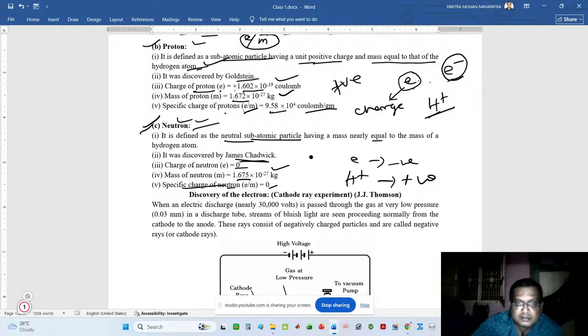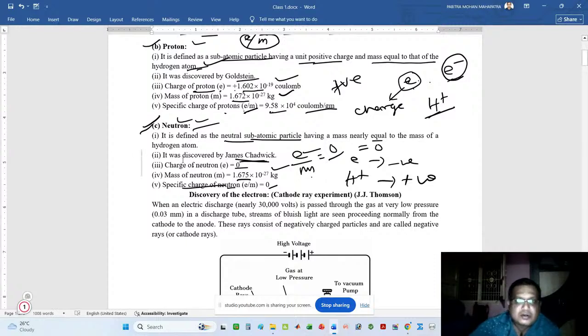Why? Specific charge of neutron means e by m. e means charge, m for mass. Here the charge is zero. No doubt it has some mass, but the result is also zero. Here the e value is zero, but it has some mass, that is 1.675 into 10 to the minus 27 kg. Zero by something means zero. So here I can say that the specific charge of neutron, e by m, is equal to zero.